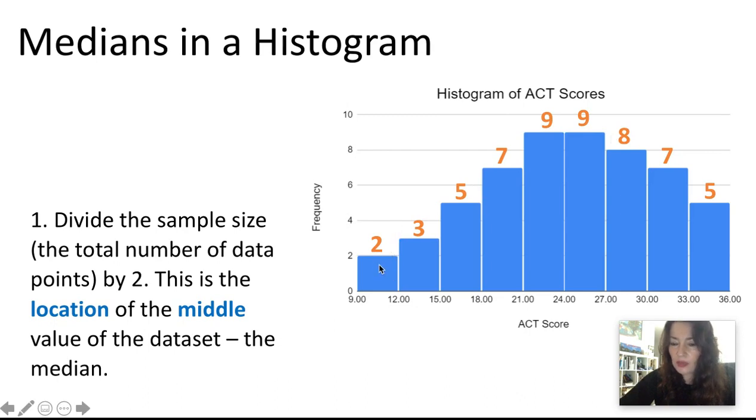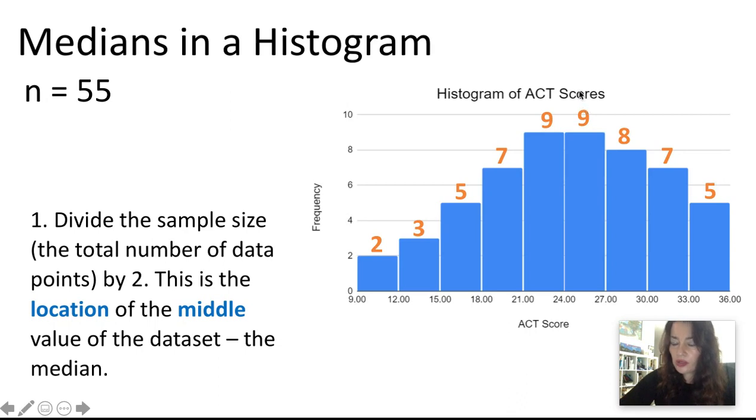As I was saying before, this bin has 2, this has 3. You look at the vertical axis. This has 5, 7, 9, 9, 8, 7, 5. Then you want to take your sample size, which in this case is 55. We added up all the numbers here. That means we have 55 scores.